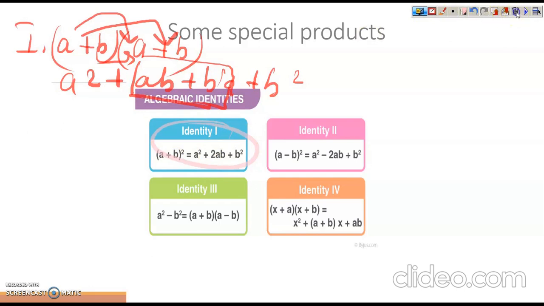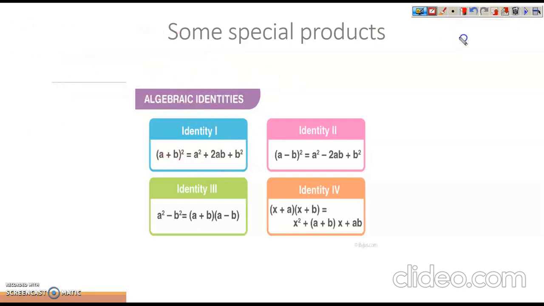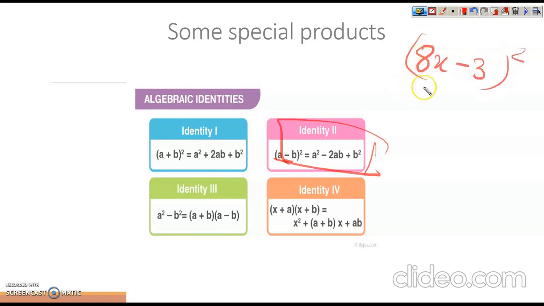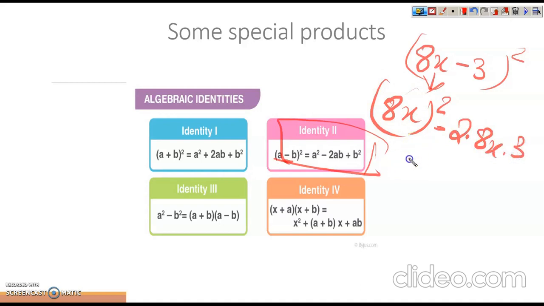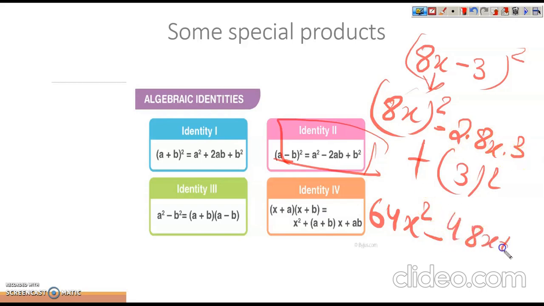Now let's look at the second identity. The second identity is also the same, just here is minus. So when we do them, it will be this. Let's look at one example for this. Suppose I say (8x minus 3) whole squared. So first we do a squared, that means (8x) whole squared, minus 2ab, and plus b whole squared. When we do (8x) squared, we get 64x squared. 8 multiplied by 2 is 16, multiplied by 3 is 48x, and plus 9. This will be our answer.